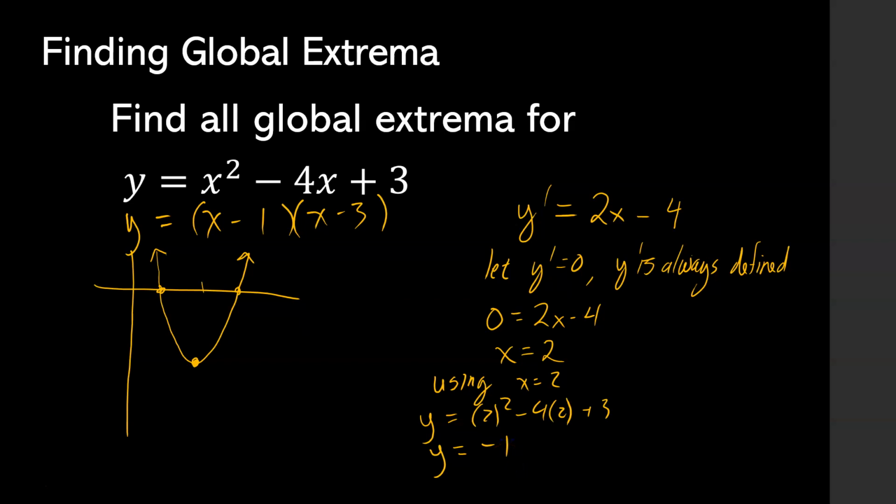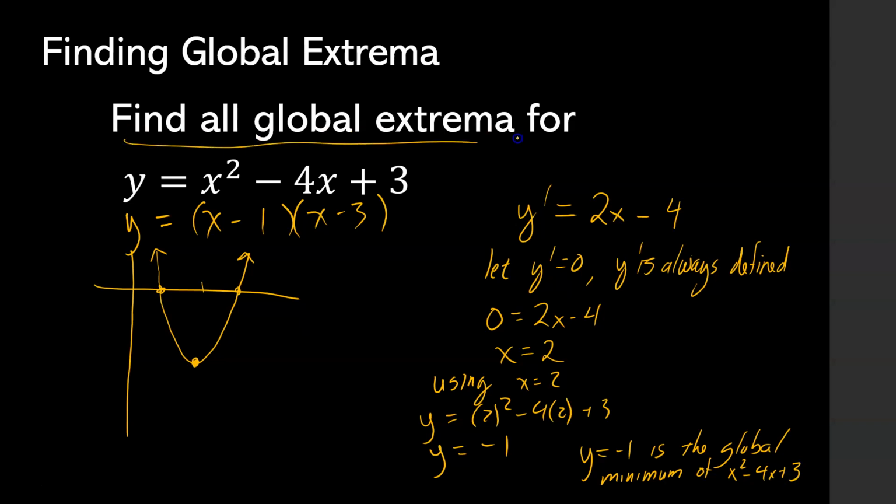So we don't quite have an answer. Y equals negative 1 is the global minimum of x squared minus 4x plus 3. Should we find the x value? We already did. Do we need to include that in our answer? No, because it said find all global extrema, or find all the maximums and the minimums. So in this case, we just want a y value.